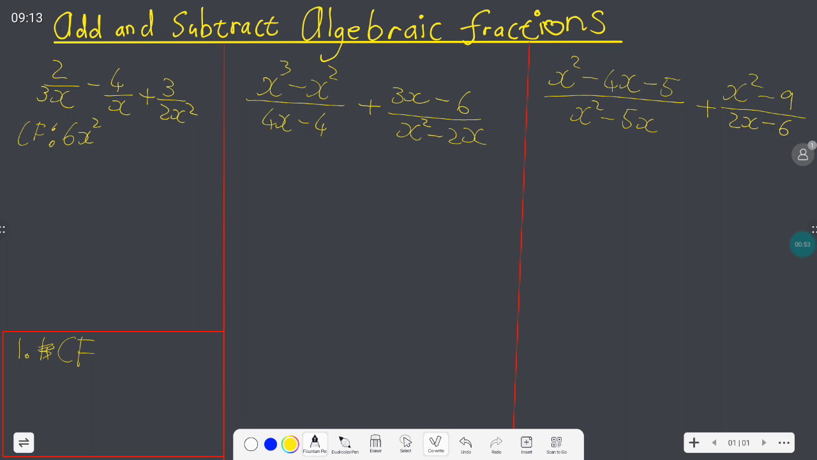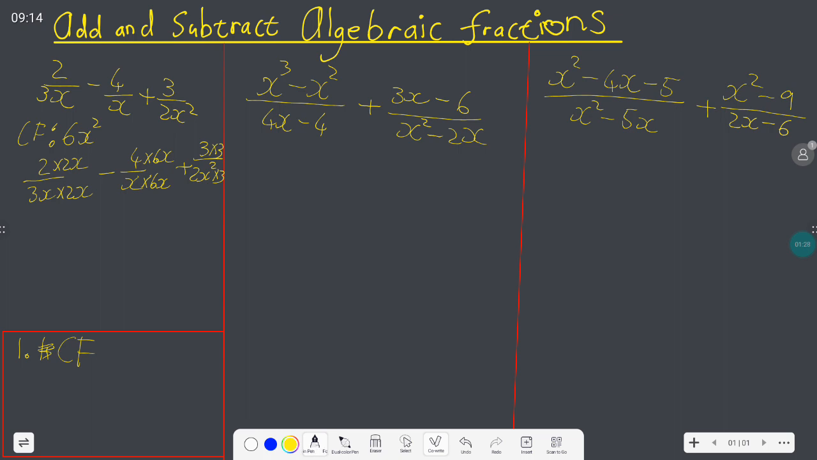So if I take 2 over 3x, what must I multiply with to get 6x squared? 2x. Minus 4 over x, what must I multiply with? I must multiply by 6x. And then plus, what must I multiply there with? I just multiply by 3.